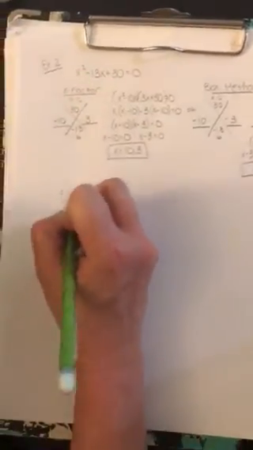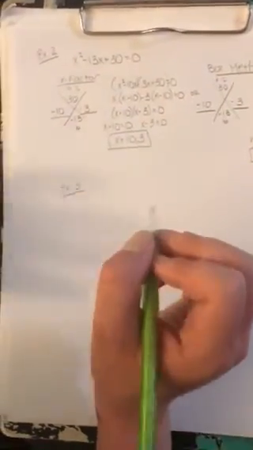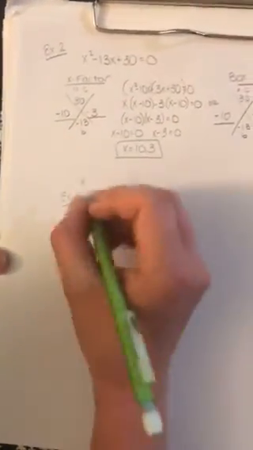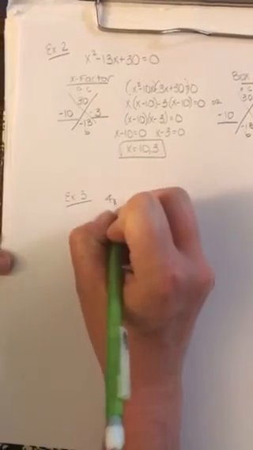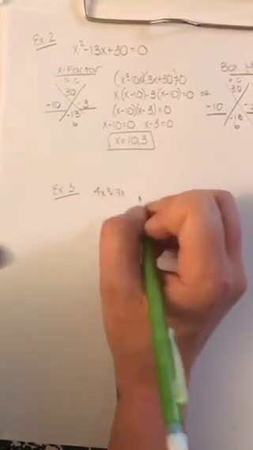Example number 3. And I know I'm not slowing down, but you guys can always pause this and fast forward and do whatever you need to at that point. We've got 4x squared plus 7x.